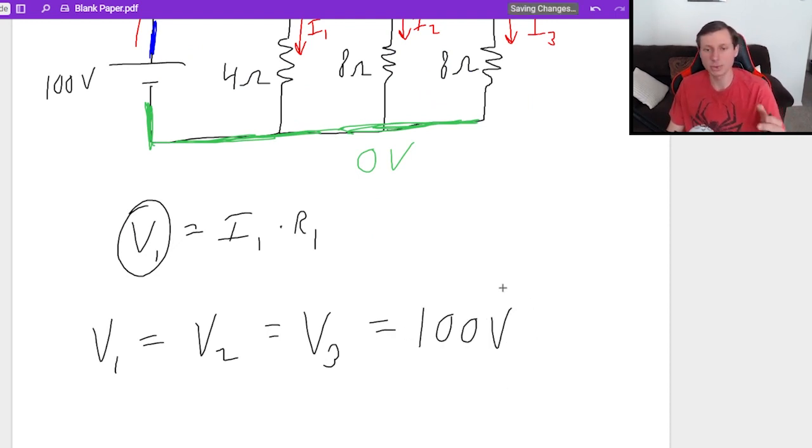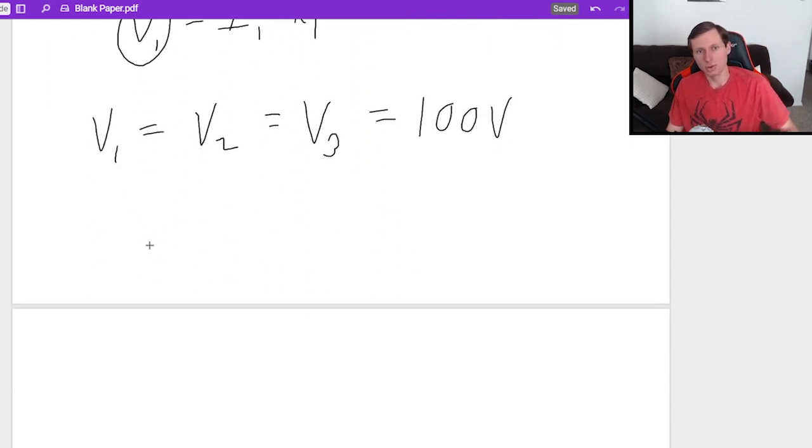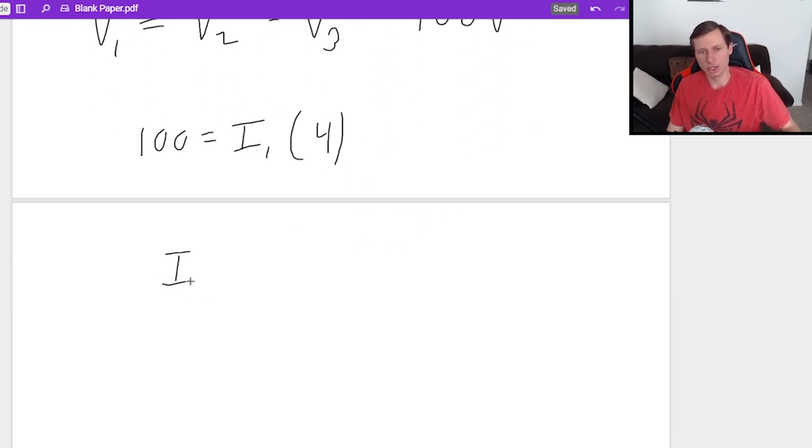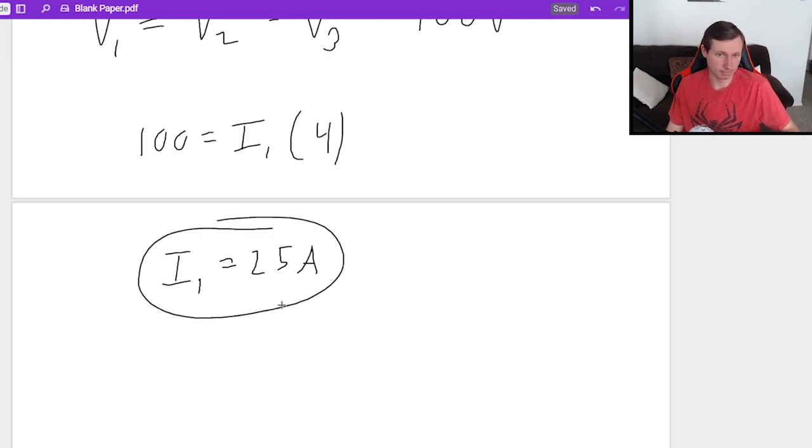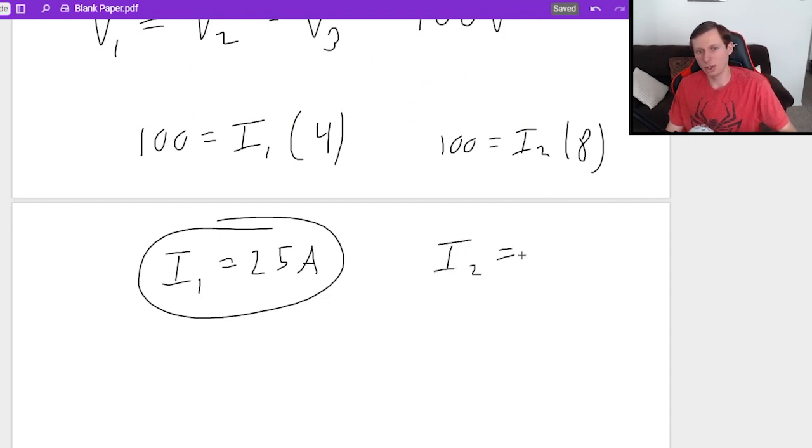Easy. And because we now know the voltage, it means we now know what to plug in for Ohm's law. So 100 equals I1 times the first resistor, which is 4. And 100 divided by 4 is just 25. So that's going to be 25 amps for the first one. For the second one, V equals I times R. 100 equals I2 times resistor 2, which is 8. Just divide 100 by 8, you'll get I2 equals 12.5 amps.